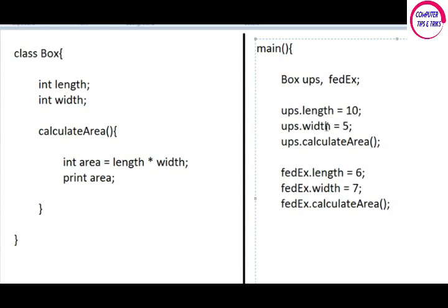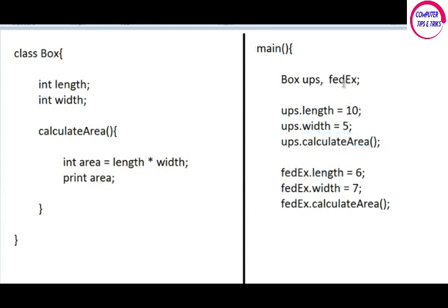So here you can see that UPS, since it is a type of box, UPS will have a length, and I'm assigning 10, and UPS will have its width assigned as 5, and when UPS calls calculate area, it will multiply the length and width, and it will print the area. But whose length and width will it call? Since UPS is the one which called this method, it will use UPS's length and UPS's width, and it will print out 50. The same thing when FedEx calls calculate area, it will use FedEx's length and width, and it will print out the area.